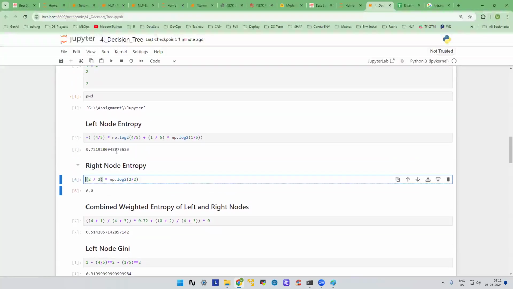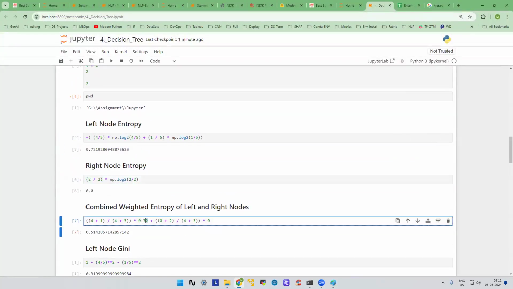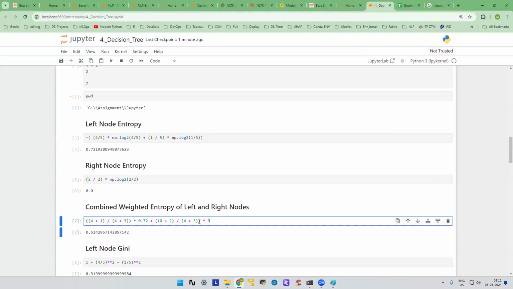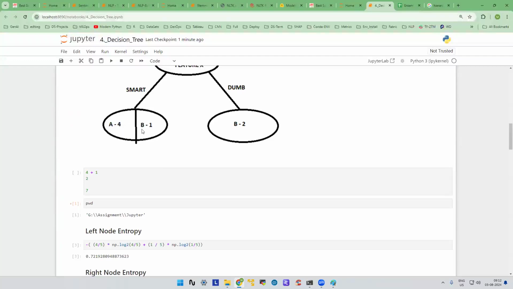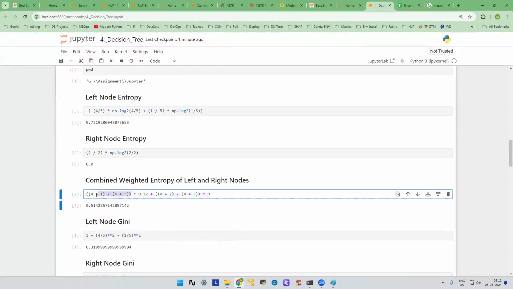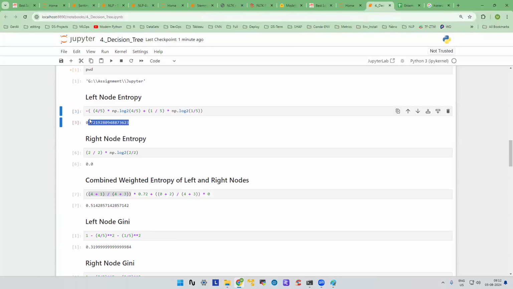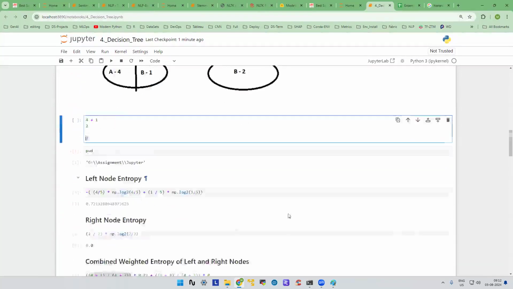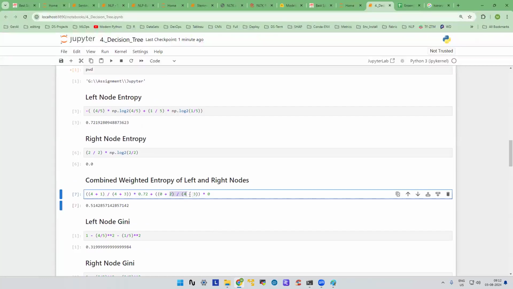If you look at this, 0.72 here, and of course, 0 is here. This is 4 plus 1, 5 by overall 7. This 5 by 7 multiplied by 0.72. This is 2 by 7, multiplied by the right node entropy, which is 0. Any questions on this part?